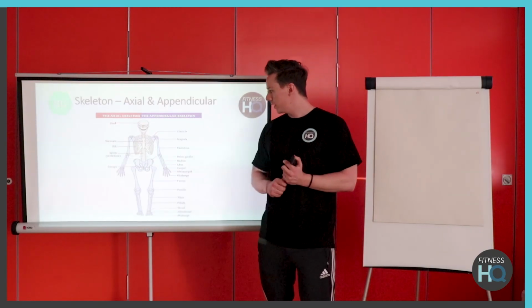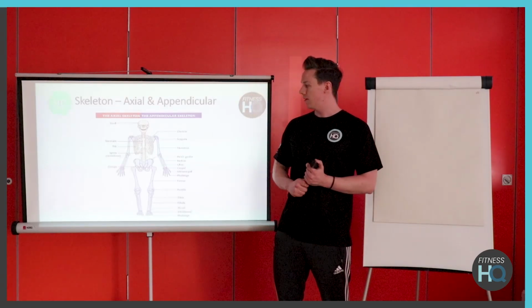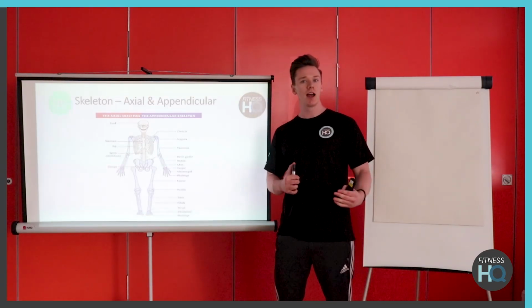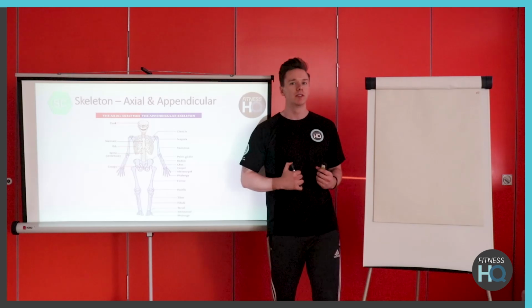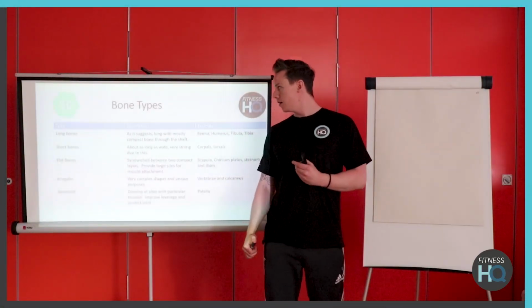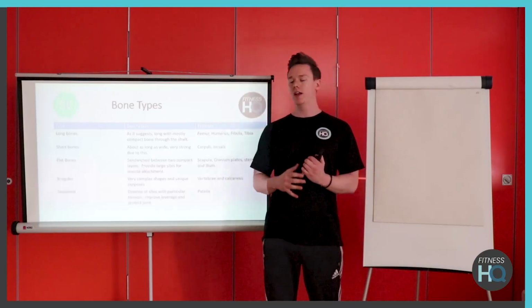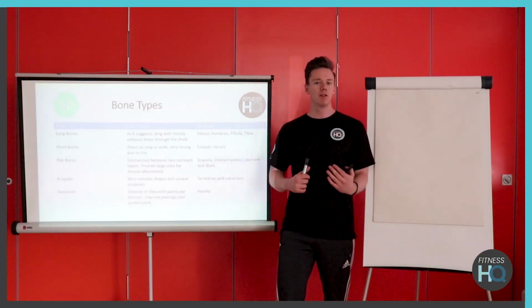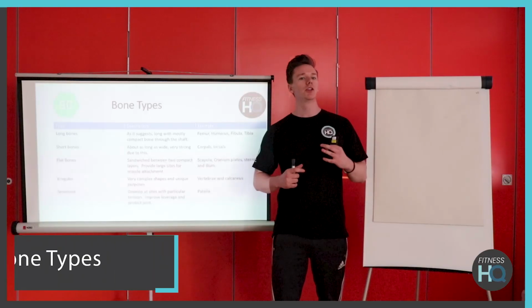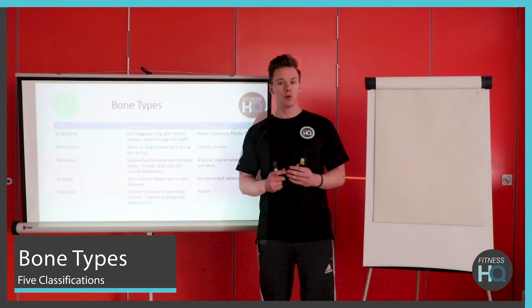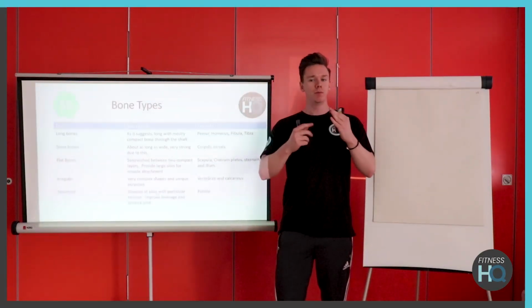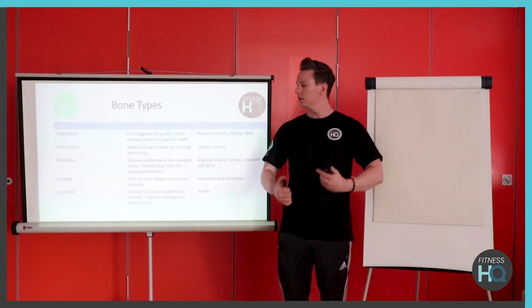Now with the bones, we can split them up. As you can see from the diagram, there's lots of different shapes, lots of different sizes, so we can split them up into different classifications. As you can see from this table here, we've got 5 different classifications. The key thing to remember with bones generally is they're based on the shape, not the size. It can be this big, it can be this big. It doesn't matter, it's all about how it looks.